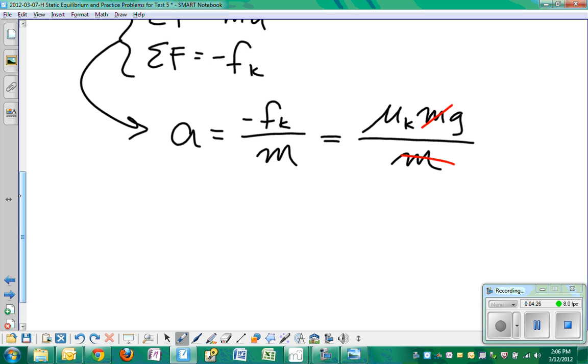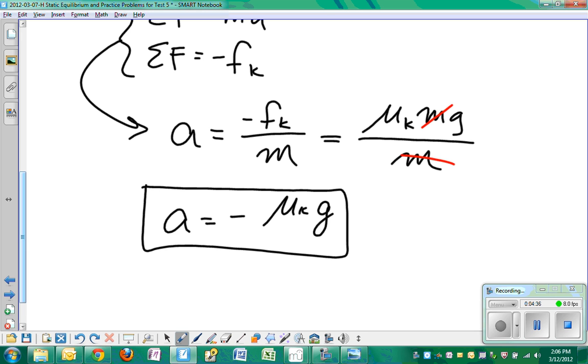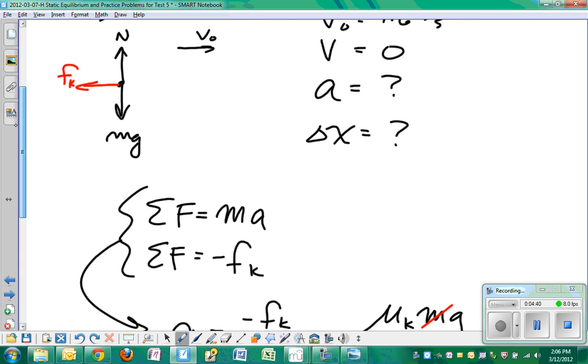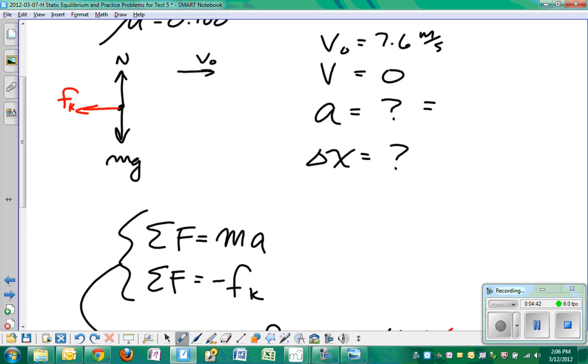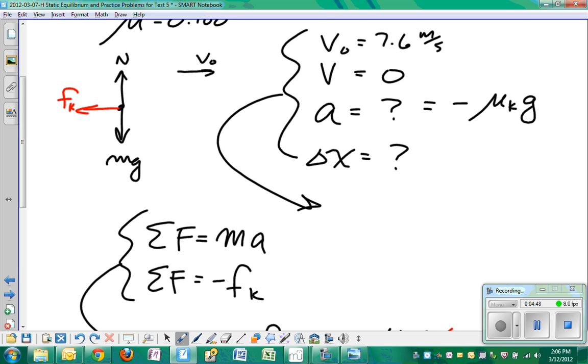Acceleration is going to be equal to mu k times g in the negative direction. Negative mu k g. All right? That's our acceleration. So now, are we going to calculate that? Nah, we're just going to stick it in the expression up here. So now we know acceleration is equal to negative mu k times g. Now we have 3 things, and we could solve for the distance.